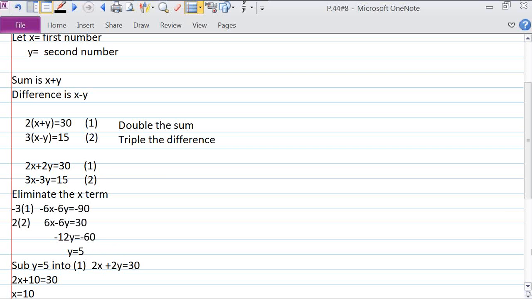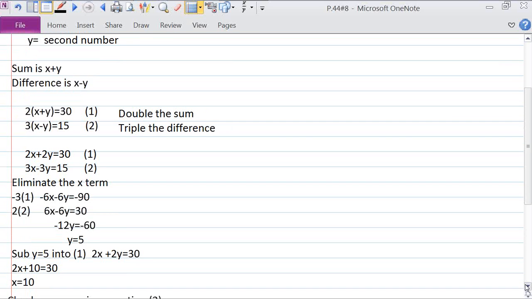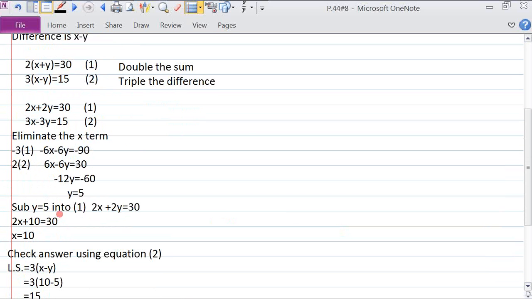Now I substitute y equals 5 into equation 1. I'm trying to solve for x here now, because I know y, but I want x. I'm always trying to find in these kinds of problems the x and the y value, the two variables. Once I found one variable, I want to find the other. So I found y equals 5. I substitute y equals 5 into equation 1, 2x plus 2y equals 30.